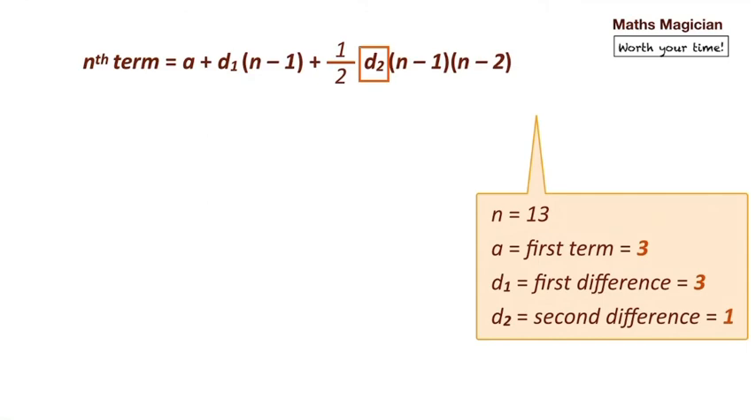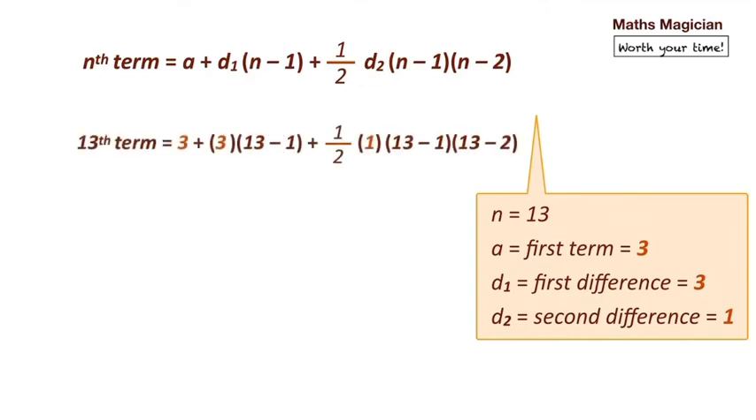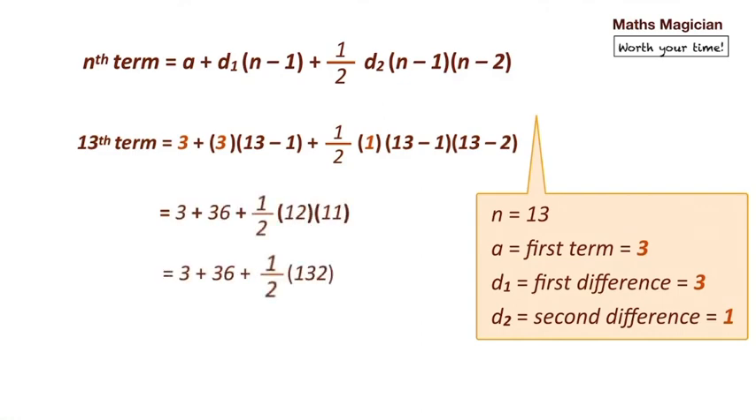Now putting values in the formula, 13th term is equal to, simplifying, we get 13th term is equal to 105.